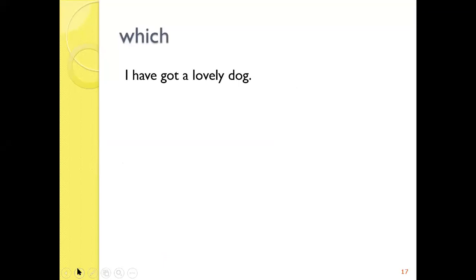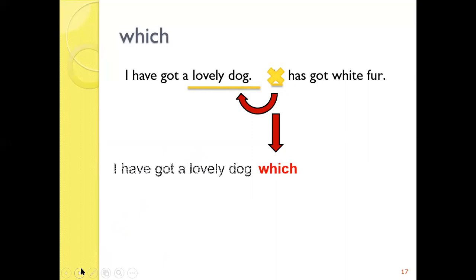I have got a lovely dog. It has got white fur. So it refers to the dog in the first sentence. So we're going to remove or drop it and join with which. The sentence will be, I have got a lovely dog which has got white fur.